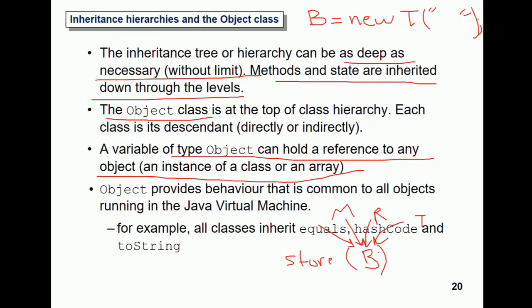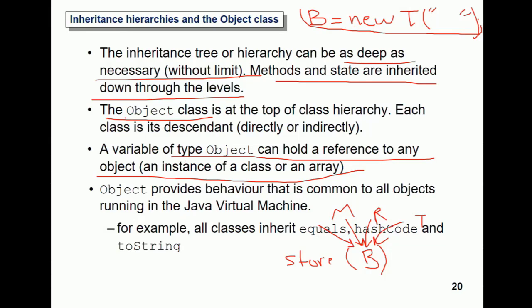The only way you can do that is through this: Bicycle b is equal to new Tandem, new MountainBike, new RacingBike. So that's where it becomes useful. That ability becomes useful. A variable of the supertype can hold an object of any of its subtypes.